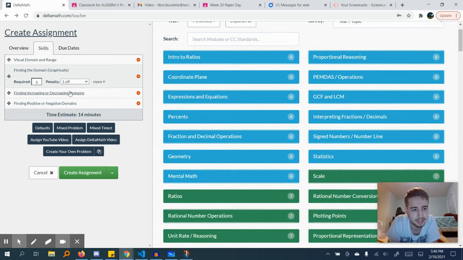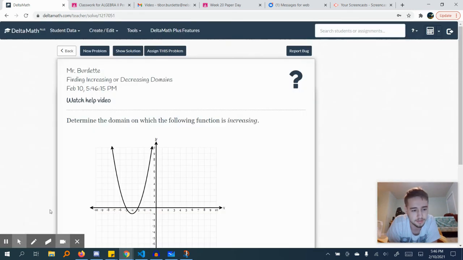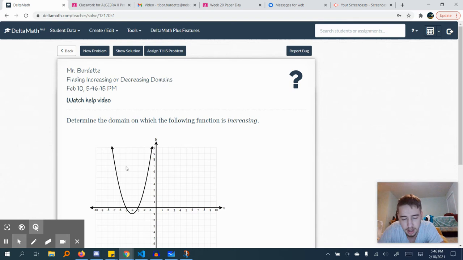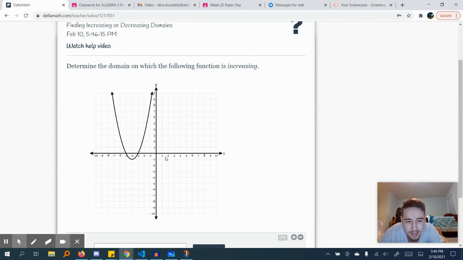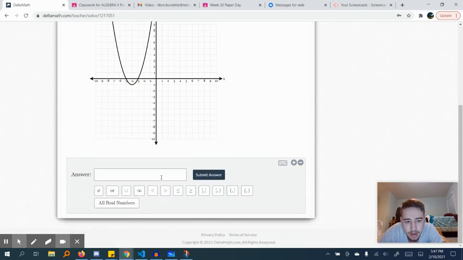Let's go ahead and look at finding the increasing and decreasing domains. So we want the domain on which the function is increasing, meaning all the x values where it's going up left to right. All these problems sound so complicated until you actually ask, what are they asking me for? And it says, where's the function going up? And it looks like it's going up for everything that gets bigger than -4. At -4, it goes from downhill, downhill, downhill, downhill to uphill.